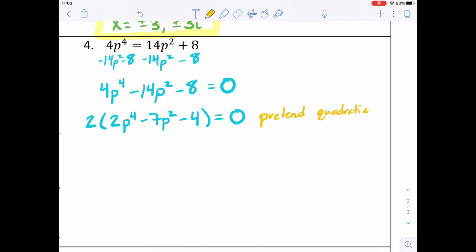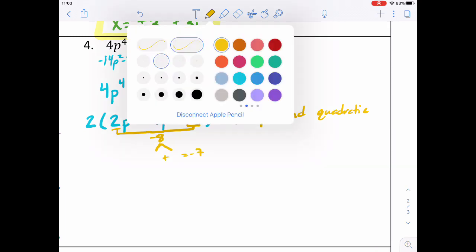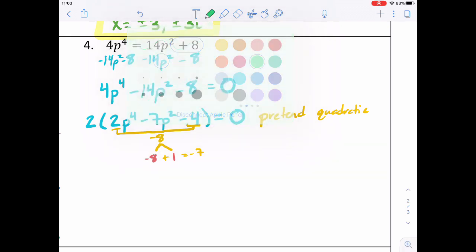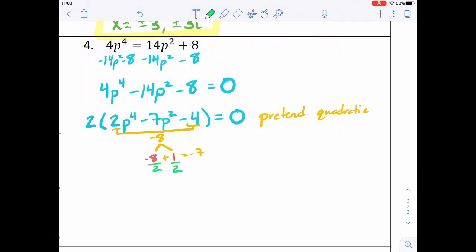So leading coefficient times the constant gives us -8, so we're looking for factors of -8 that add up to -7. It's going to be -8 and +1. Then we need to divide by what we slid in, which was 2, our leading coefficient, and simplify. That gives us -4 and 1/2. Then we put it in, denominators go in front, numerators go in the back. If it's just a number, it just goes in.